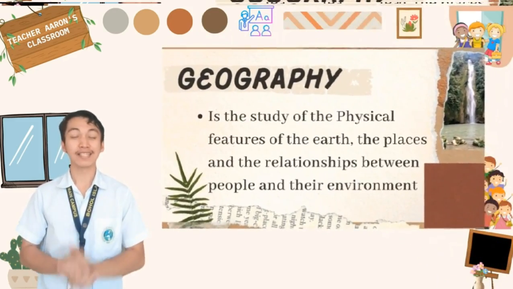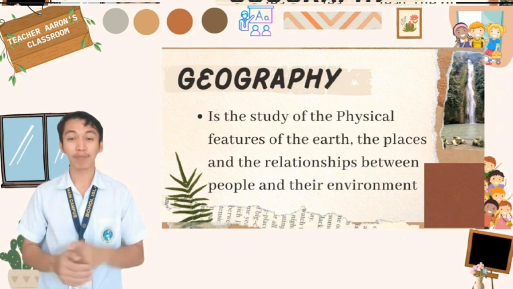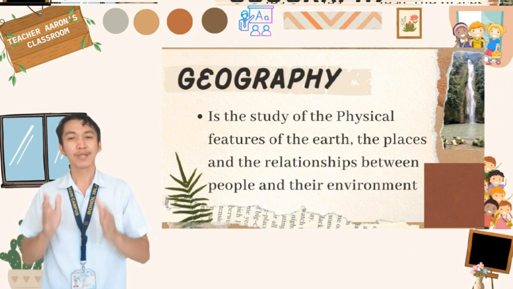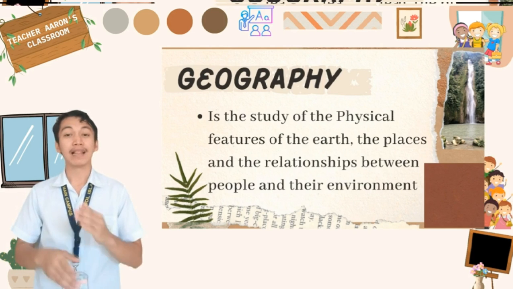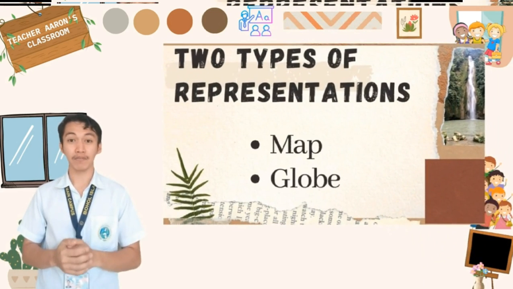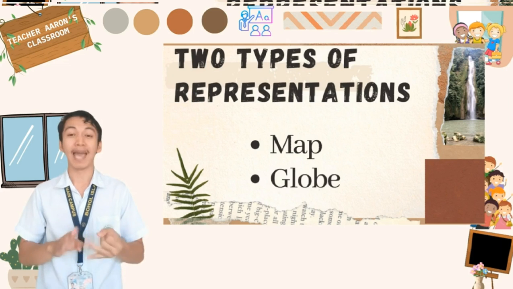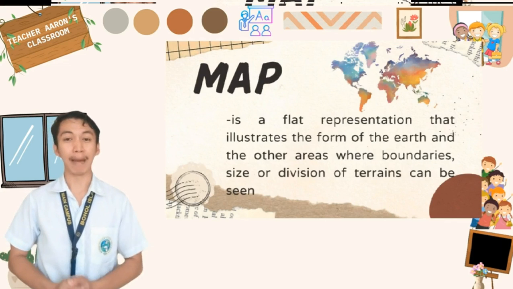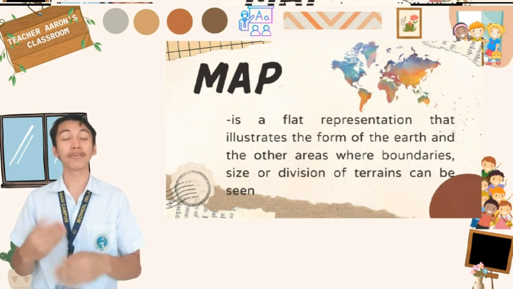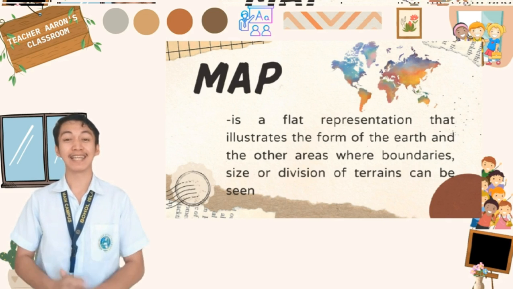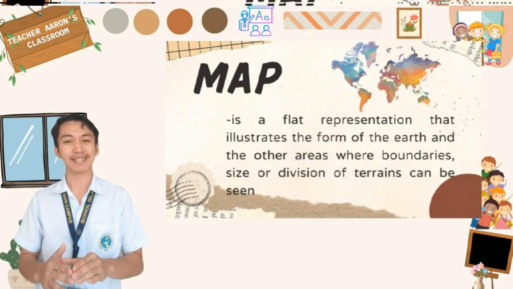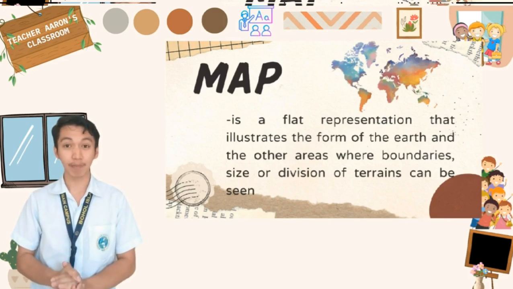Excellent! Geography is the study of the physical features of the Earth, the places, and the relationship between the people and its environment. So since we will be talking about geography, let us deal first with the representations of the Earth. So there are two types of the representations of the Earth, the map and the globe. First is the map. Map is a flat representation that illustrates the form of the Earth and other areas where boundaries, size, and division of terrains can be seen. It is printed or illustrated on flat surfaces like paper or even wood.